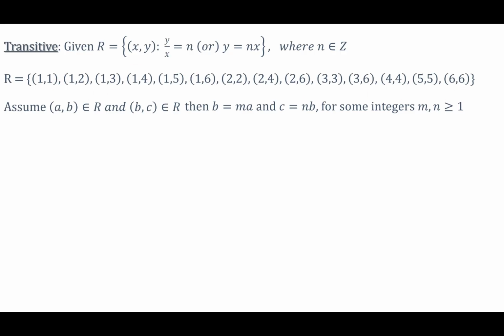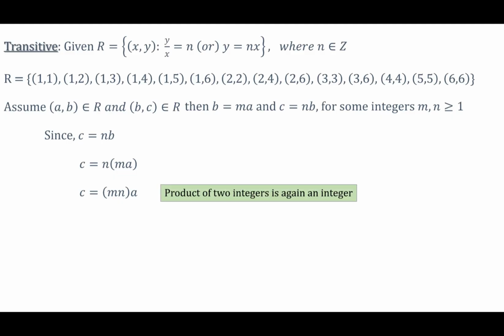Now, since c equals bn and b equals ma, we know c is equal to bn, and the value of b is ma. So in place of b, I wrote ma. Can I rewrite the statement like this: n multiplied by m and then multiplied by a, nma. M and n are integers. If m and n are integers, then their product must again be an integer. Product of two integers is again an integer.